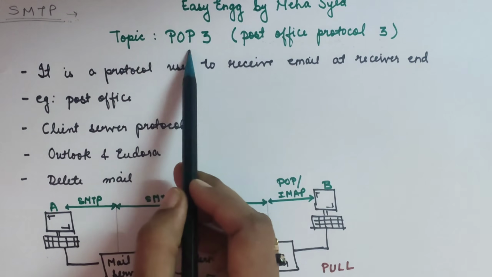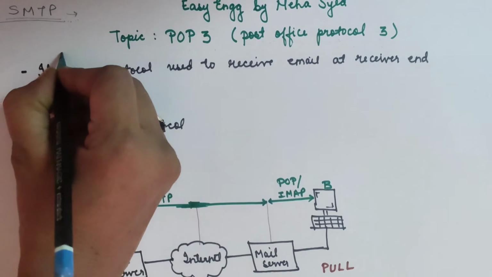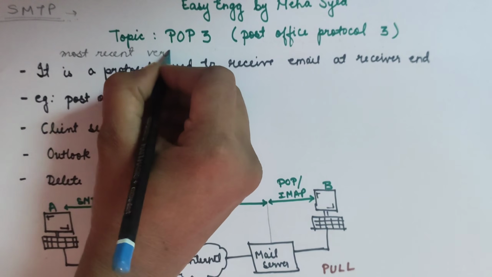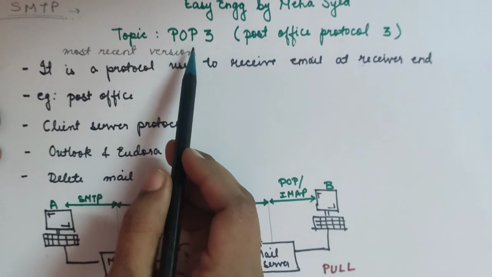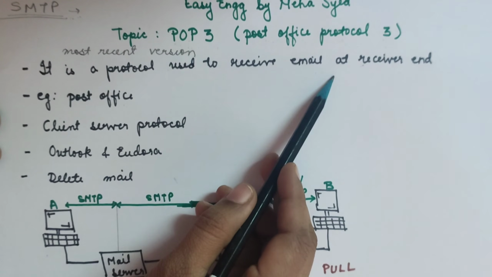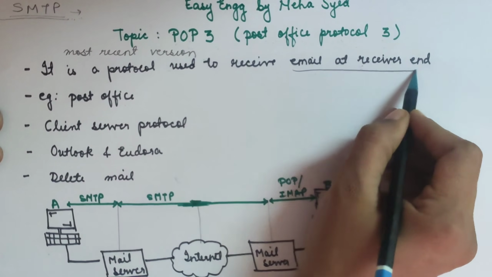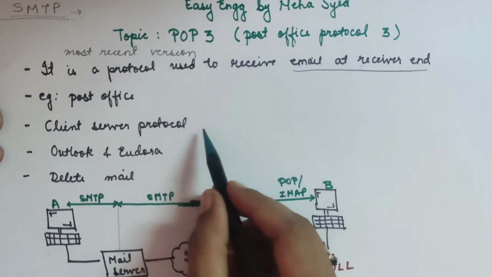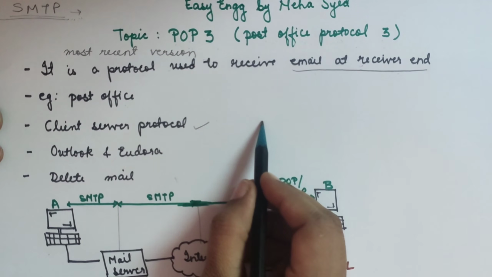Now, what is Post Office Protocol 3? It is the most recent version of POP. It is a protocol used to receive email at a receiver end. It is the most recent version of the standard protocol for receiving the email at a receiver end. So we can say that it is a client-server protocol which is used for receiving the email, and it is going to be held at an internet server for you.